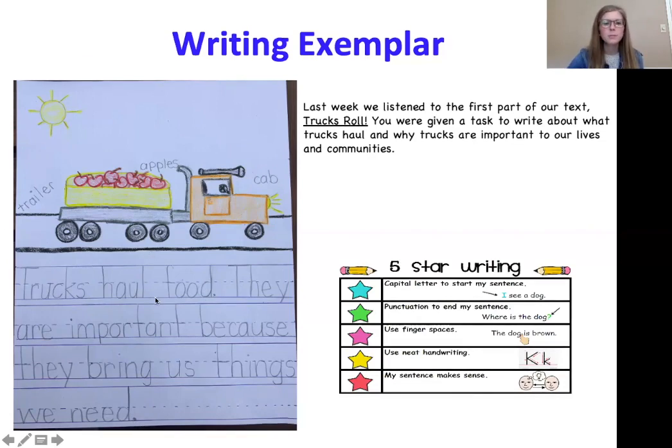I used spaces between my words. I used my neat handwriting. And I read the sentences to make sure they made sense. In my picture, I included details from the text as well.